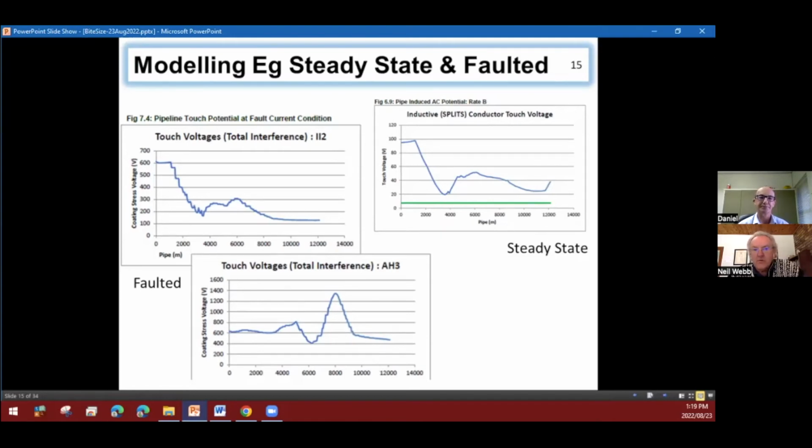What can we do to protect the people is the one question. And the other question is, what can we do to reduce these voltages? If you can't reduce the voltages, how do you protect the people, and vice versa?